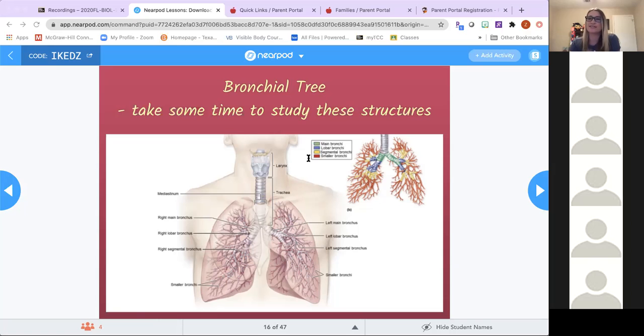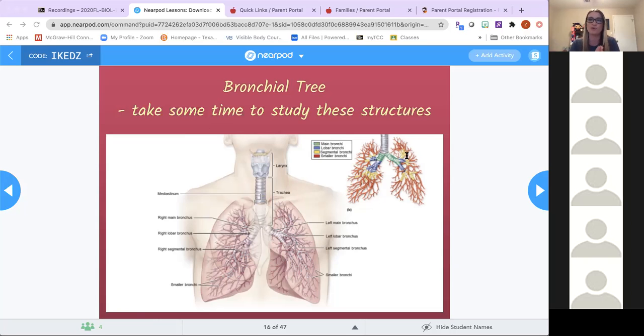Each main bronchus is then going to branch into secondary or lobar bronchi. And there's going to be one secondary or lobar bronchus per lobe of each lung. The right lung has 3 lobes, so there are 3 lobar bronchi, and the left lung only has 2 lobes, so there are 2 lobar bronchi on the left side.